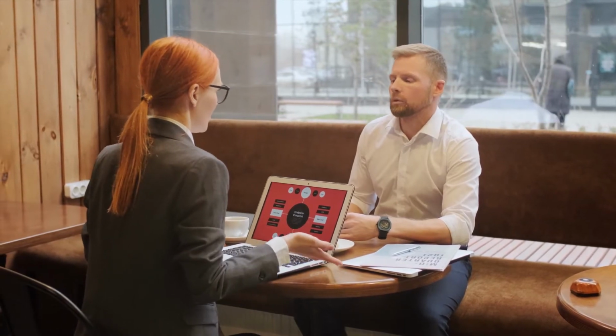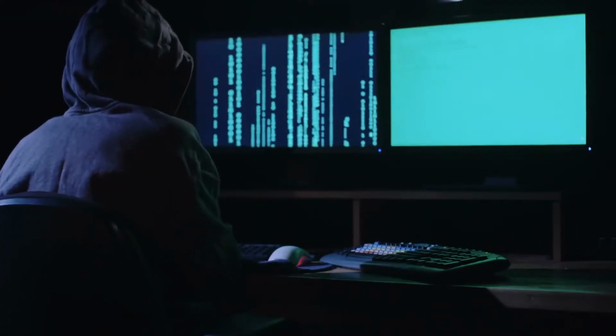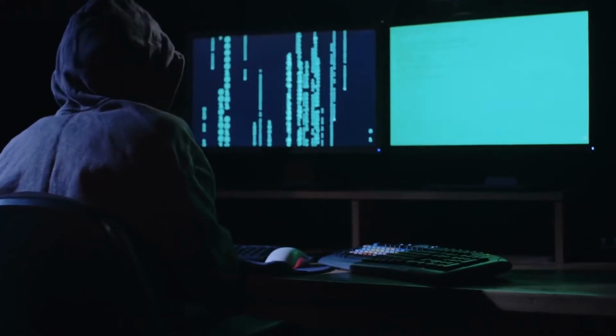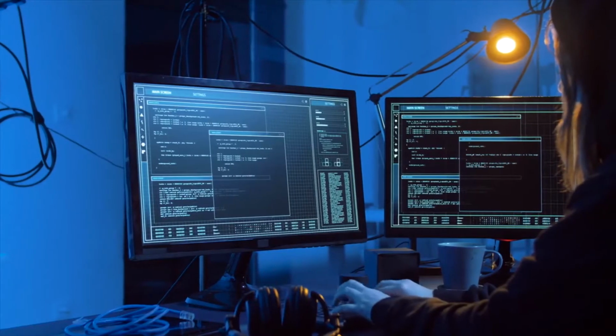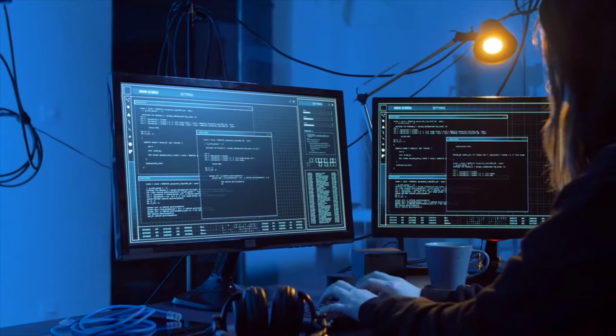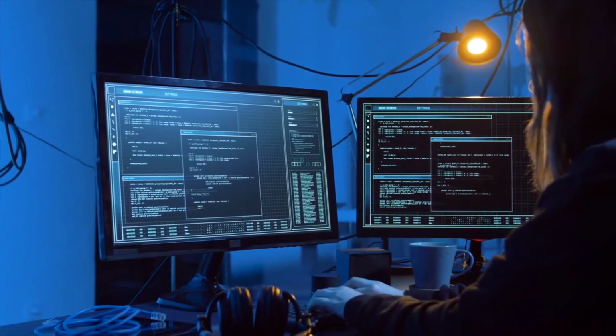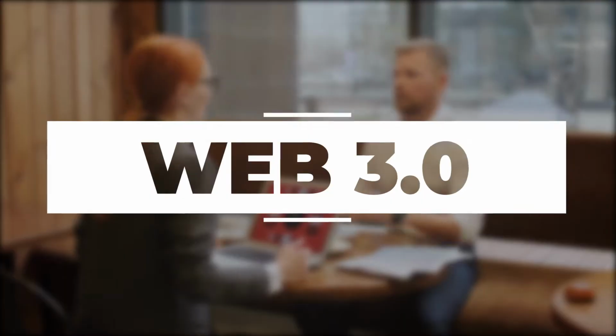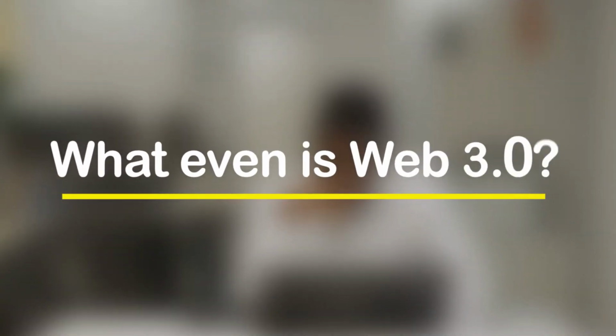There are additional problems people have with the web in its current iteration. Information leaks, cross-site scripting, phishing, and insufficient anti-automation are all major problems that exist as a result of Web 2.0. So naturally, people are looking forward to the next major phase of the internet, Web 3.0. But what even is Web 3.0?